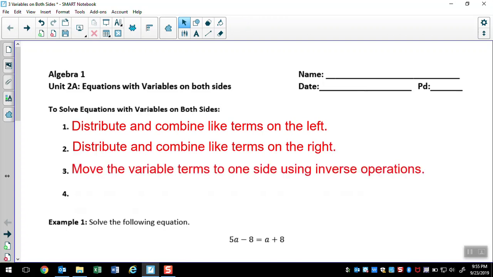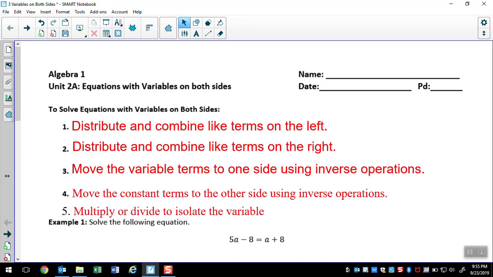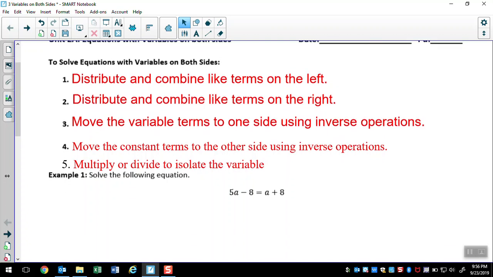Next, we're going to move the variable terms to one side using the inverse operations. And then we're going to move the constant terms to the other side using inverse operations. And then I added in one more step. Our last step is to multiply or divide to isolate that variable. Now all these steps are as needed, so you may not have to do all 5 steps with one problem. You might, but you might not.